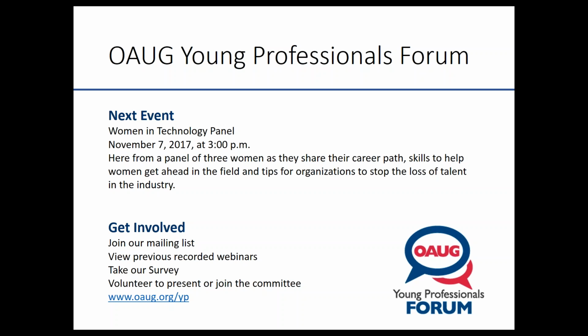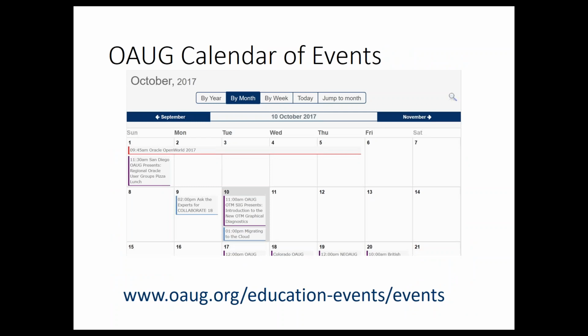If you want to volunteer or if you want to suggest a presentation, you can go on our website and take our survey, or just view the previous recorded webinars too. And then finally, you can find all of these events, whether they're Geo and SIG events, eLearning, or that Young Professionals event, on our calendar, which is just under the Education and Events tab on our website. So if you just want a one-stop shop of what's going on in the month, this is where you're going to find it.